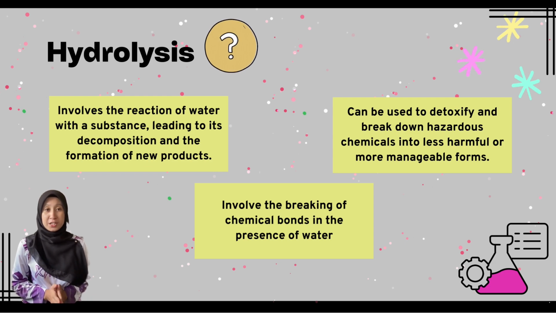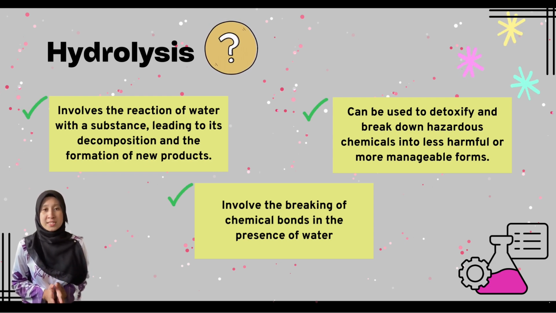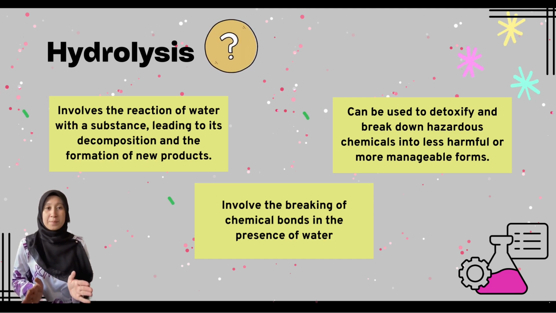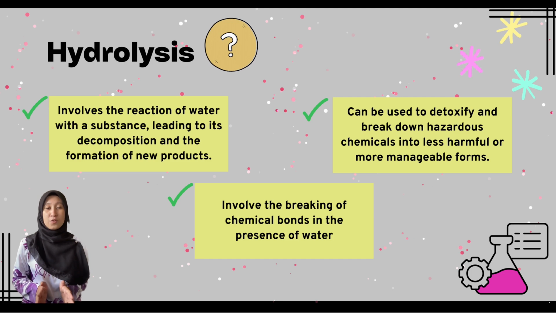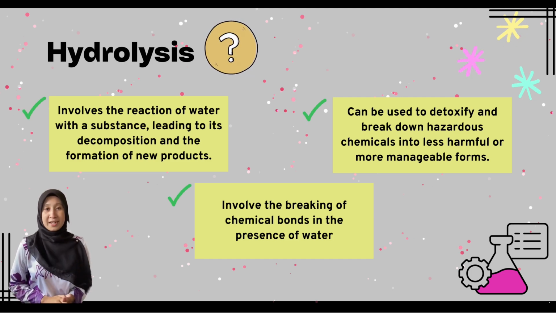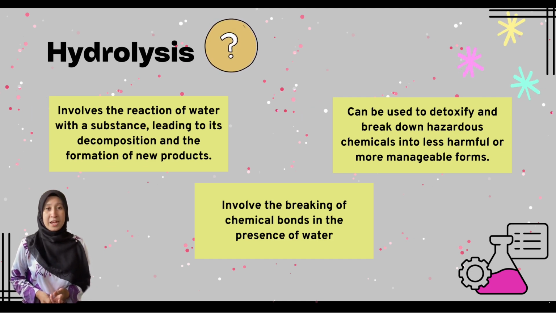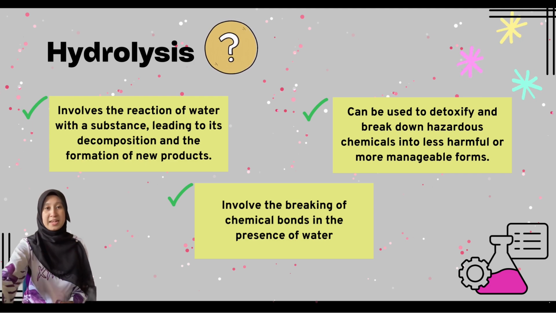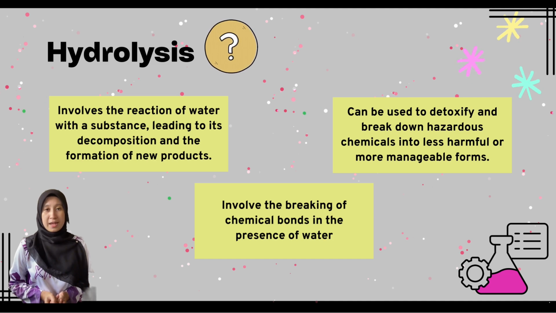It involves the reaction of water with a substance, leading to its decomposition and the formation of new products. This process can be used to detoxify and break down hazardous chemicals into less harmful or more manageable forms. Hydrolysis reactions involve the breaking of chemical bonds in the presence of water. The general reaction can be represented as AB reacts with H2O, producing AH and BOH, where AB is the hazardous compound and AH and BOH are the hydrolysis products.